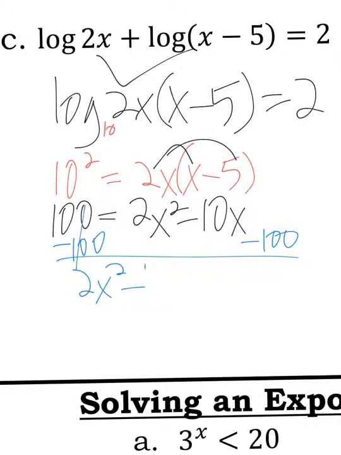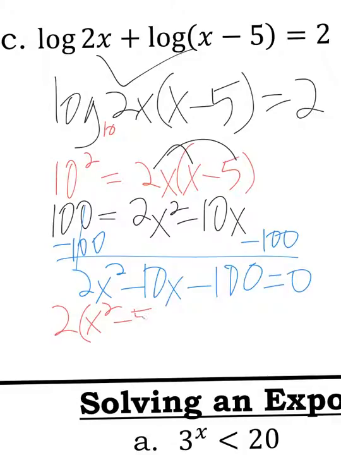And so when I'm looking at this, I see that all my numbers are even: 2, 10, and 100. So if they're all even, they can all divide by at least 2, and 2 is the smallest number on there. So yeah, I'm going to divide everything by 2, so I get x squared minus 5x minus 50 equals 0.